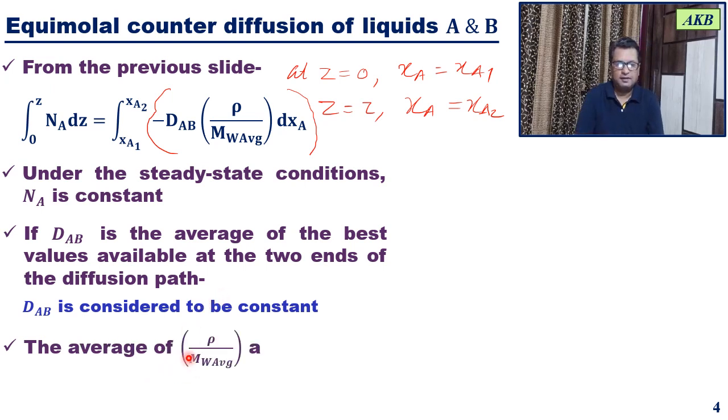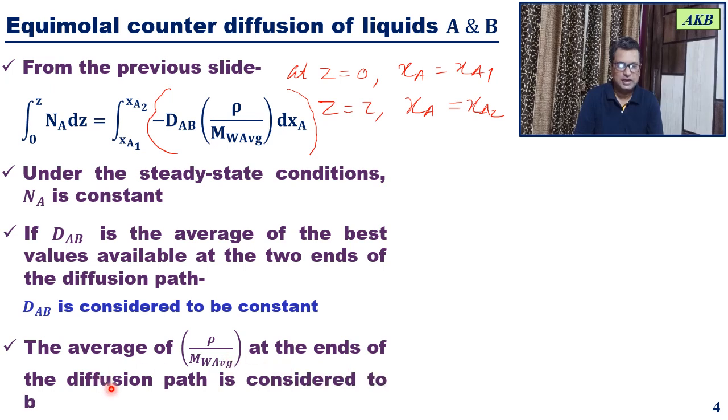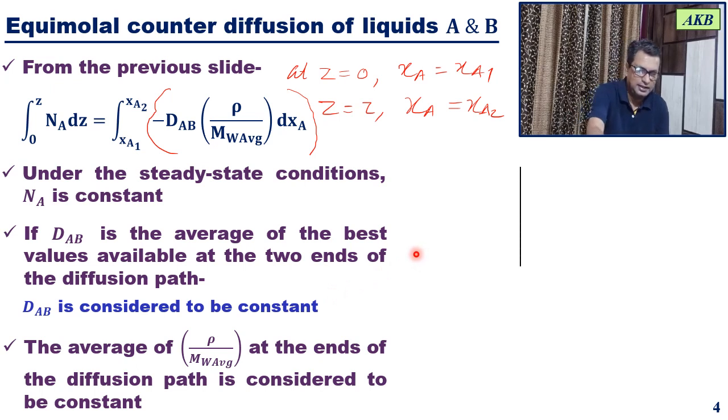Then the average of this term, rho upon MW average, at the ends of the diffusion path, is again considered to be constant. That average is considered to be constant and then you can take that out of the integral. So let us understand this with the help of this simple schematic, the profile which we discussed just now.